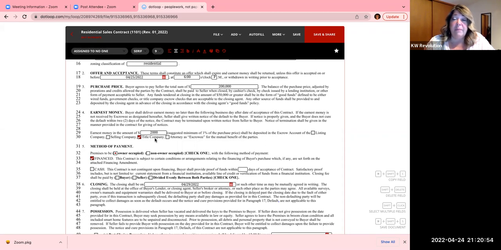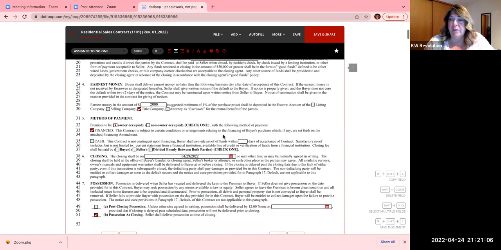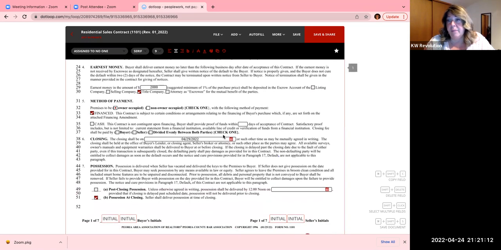So if it's at the title company, they're going to hold it. If one of the two brokerages hold it, that would either be the listing brokerage or the selling company, meaning the buyer's agent's brokerage. A lot of the brokerages right now are not holding earnest money, so that's why I went ahead and put title company down. And then you have your method of payment. That's how they're paying for the house.